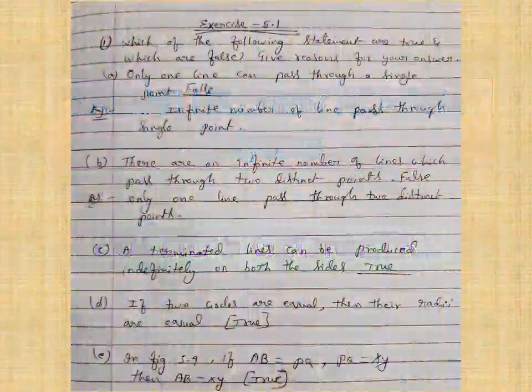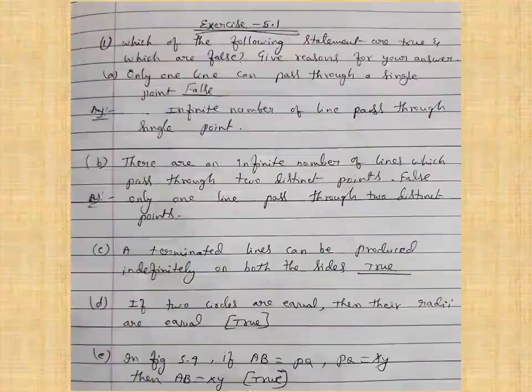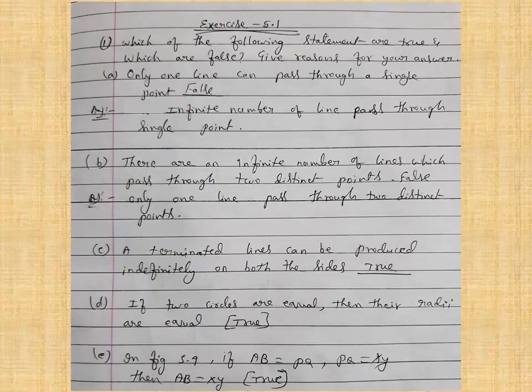Before moving on to exercise, we'll once again recall Euclid's 5 postulates. A straight line may be drawn from any one point to any other point. Second one is a terminated line can be produced indefinitely. Third one, a circle can be drawn with any center and any radius. Fourth one is all right angles are equal to one another.